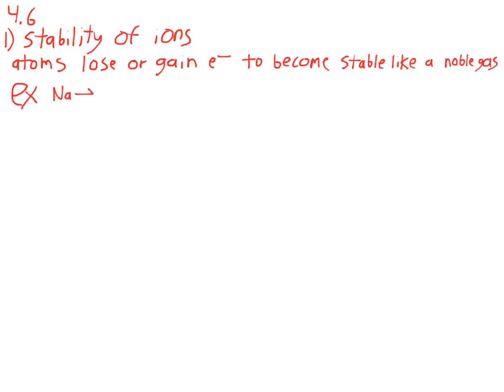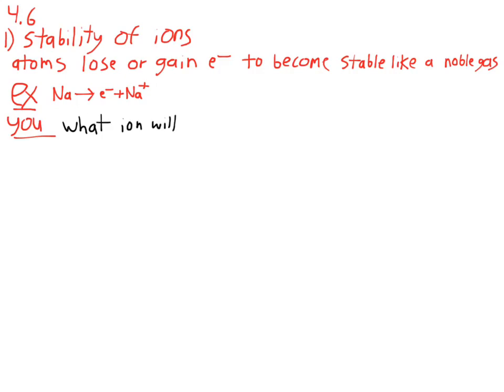So for example, sodium loses an electron and becomes Na+, because sodium, if you look at your periodic table, has 11 electrons, so it wants to lose one to be stable like neon that has 10 electrons. So that's why you don't find pieces of sodium metal lying around on the ground, because they'll react to lose an electron to become more stable and turn into Na+, and usually form ionic compounds.